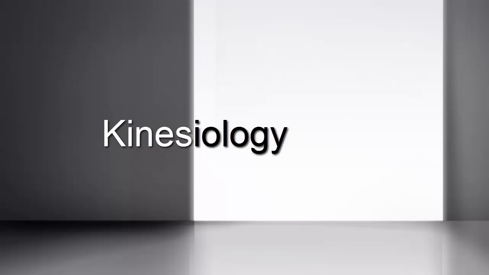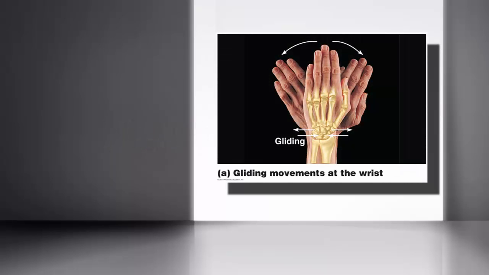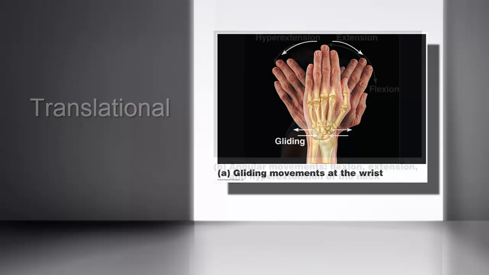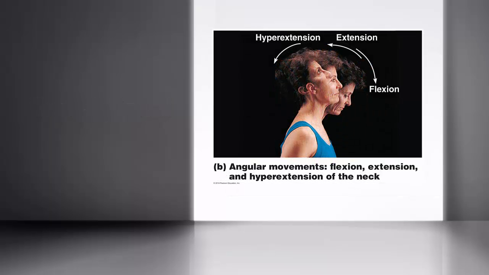Kinesiology is the study of the mechanics of body movements, and it is a fascinating topic. We will discuss kinesiology here in a very basic sense. Synovial joints allow bones to slide or glide on one another along an axis. Gliding motion is referred to as translational. Synovial joints also allow angular movements around an axis. These movements are referred to as rotational.